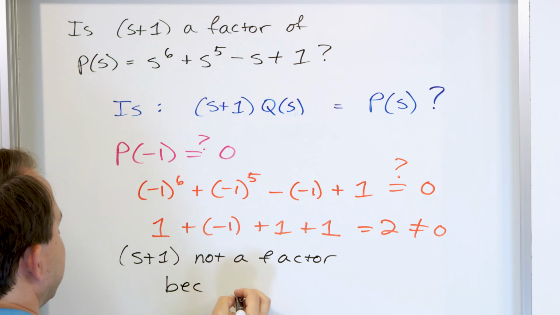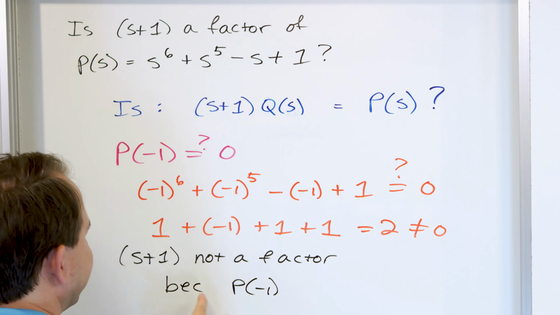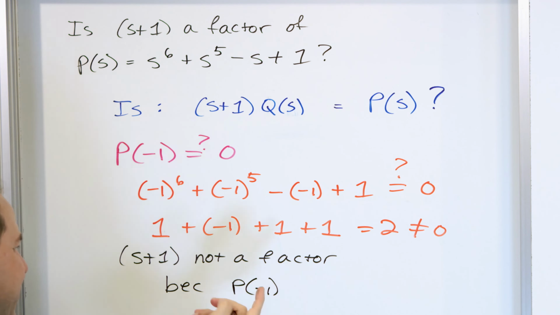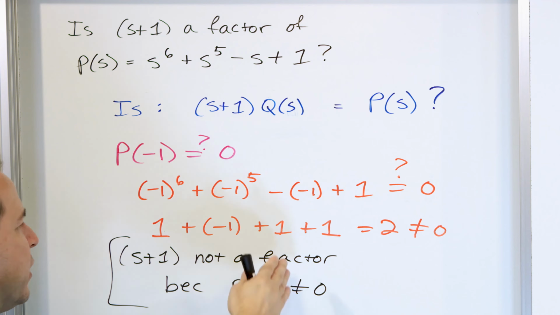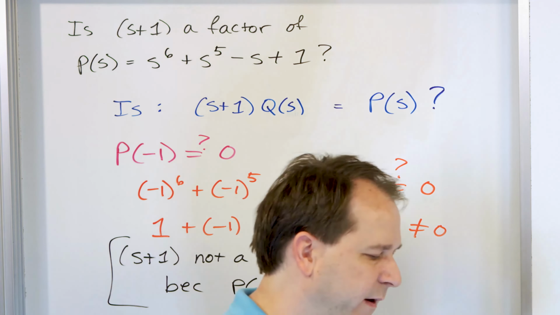Because p of negative 1, when s was equal to negative 1, was not equal to 0. So the answer is it's not a factor. That's really the bottom line. If it were to come out to be equal to 0, then you would say that it was a factor.